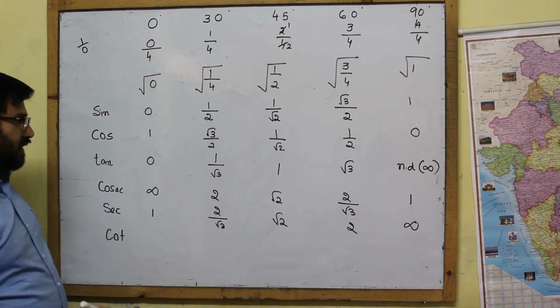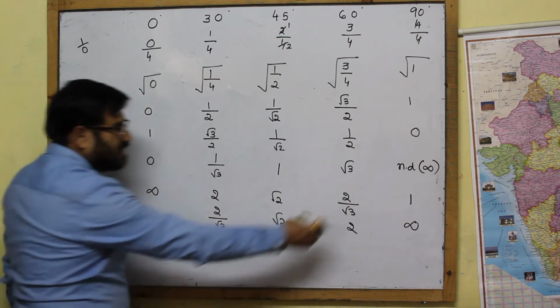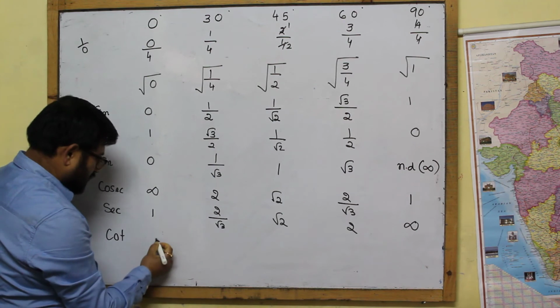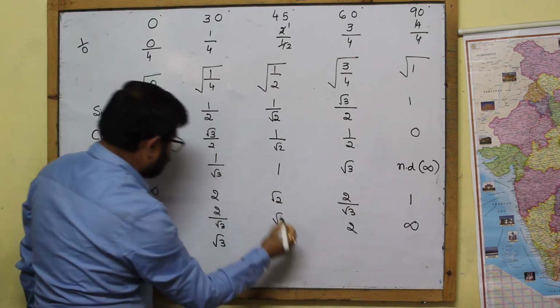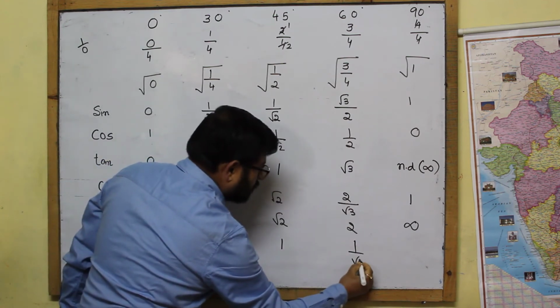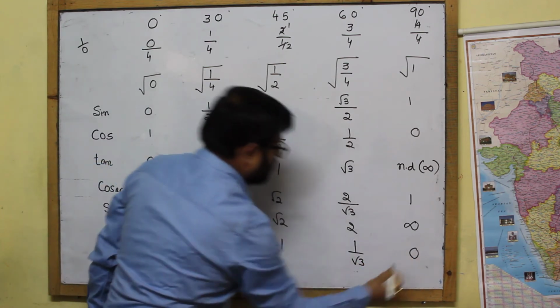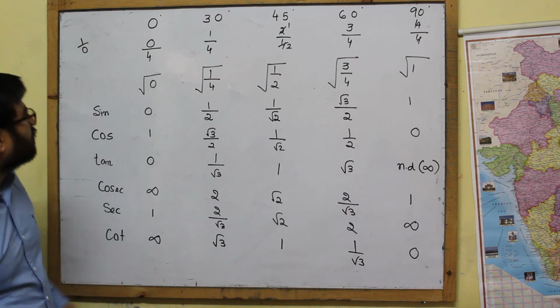And what about cot? The reciprocal of tan. You don't have to take the reciprocal of this. Just write the reverse of this. This is infinity. This is root 3. This is 1. This is 1 by root 3. And this is 0.